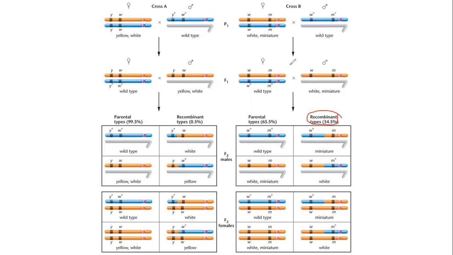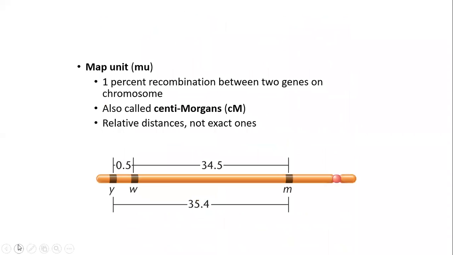And so now we're going to see how we put these percentages into maps. And it's really easy. Once you have the percentages, you just change the units. So all you have to do is take that percentage, and then instead of percentage, you put map unit on the end of it, or centimorgans. So the example we're just looking at, W and M, we said that there was 34.5% recombination between them. Well, that's great, because then that means that there is 34.5 map units or centimorgans between them. And that's it. So once you can calculate the percentages, you just turn it into map units.